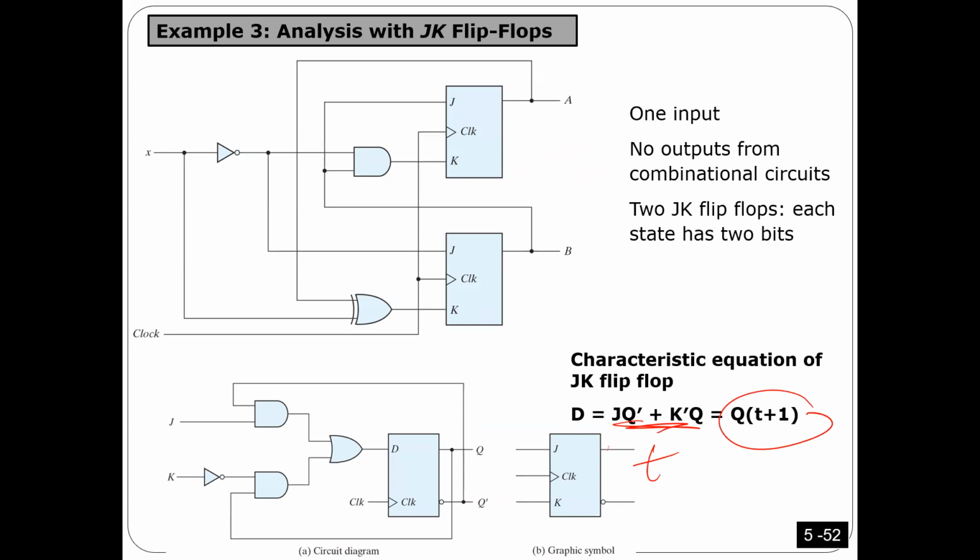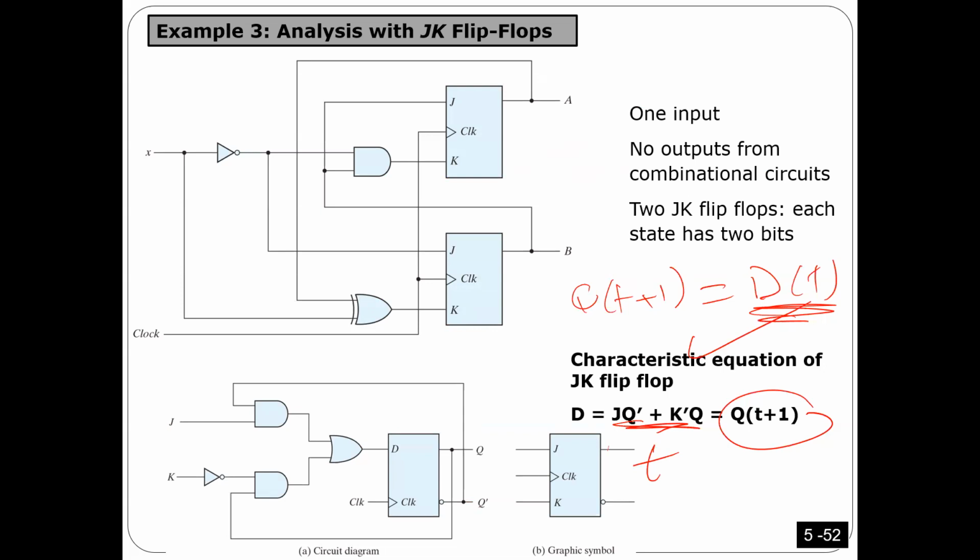This characteristic equation was easy in the D flip-flop because in case of D flip-flop, Q of T plus 1 equals D at time T. So all I have to do is calculate D, and that's it. Now, if you want to calculate the characteristic equation for the JK flip-flop, you have to calculate the input of J, you have to calculate the input of K, and you have to apply them to this equation to get the new state. You understand the difference? Okay.